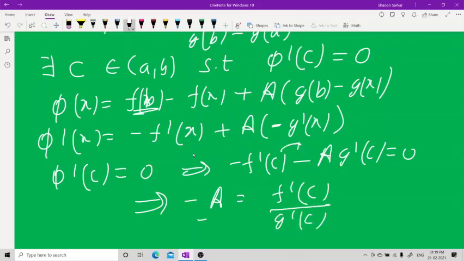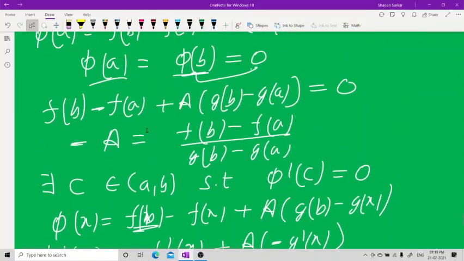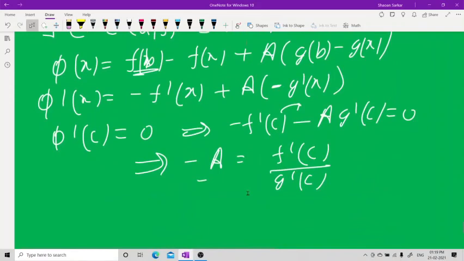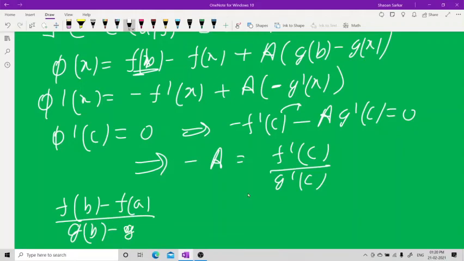Now, what is minus A here? Minus A is this quantity. So this is FB minus FA upon GB minus GA is equal to F dash C upon G dash C. This was basically the proof of Cauchy mean value theorem, but you need to learn this method.